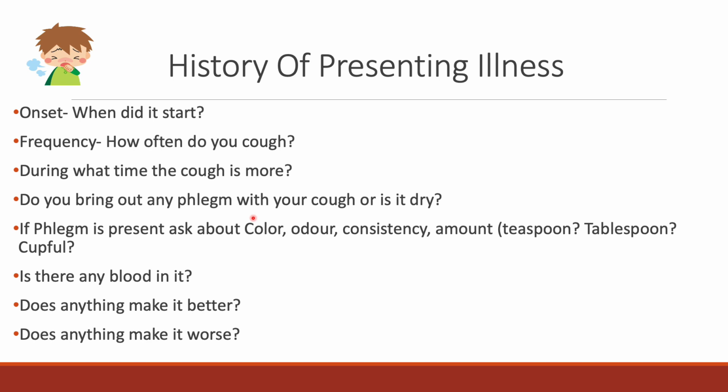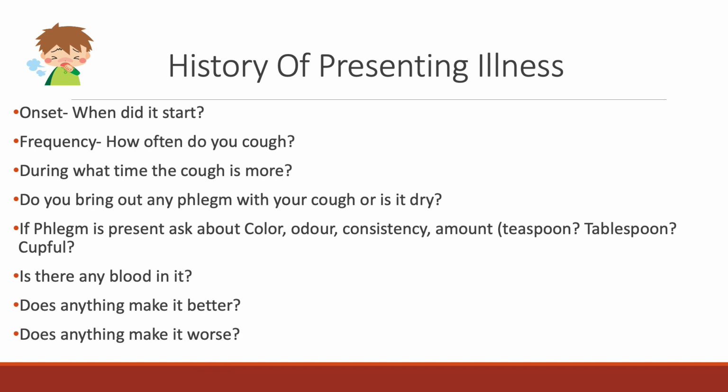One more thing that you have to note down, if there's any discharge, you should ask about COCA plus minus B. That's nothing but the color, the odor, the consistency, the amount, whether it's a teaspoon, tablespoon, or a cupful, or was there any blood associated with it? Did you see any blood in your cough, right? And does anything make it better? Does anything make it worse, right?